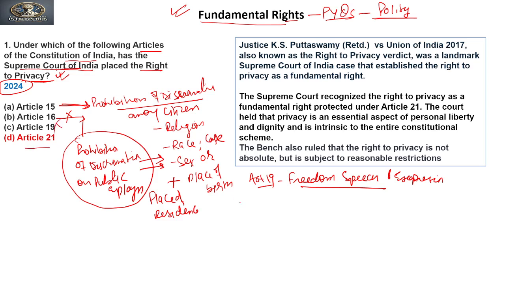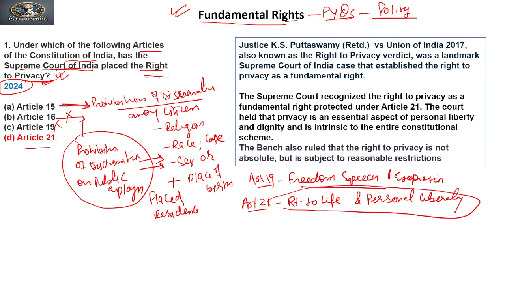Now Article 21 of the Constitution talks about the right to life and personal liberty. The right to privacy is basically related to individuals and it is personal. So while interpreting Article 21 of the Constitution, the Supreme Court has put the right to privacy under Article 21. So our answer is D to this question.